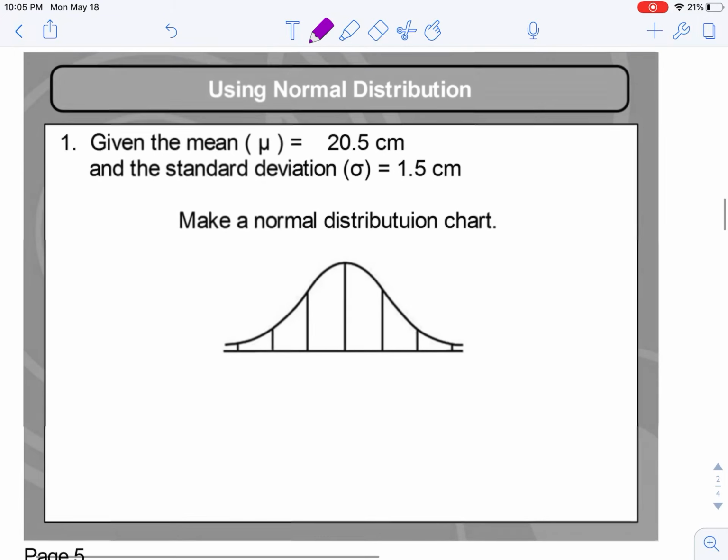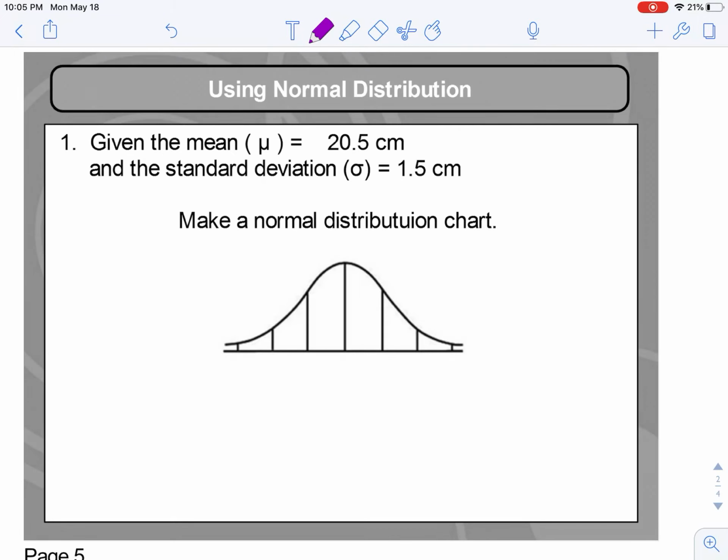It says, given the mean, 20.5, and the standard deviation, 1.5, make a chart. So the mean goes in the middle, so 20.5 goes in the middle. And then now you just, where's my calculator?